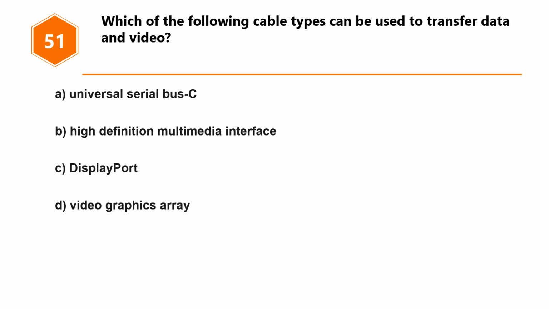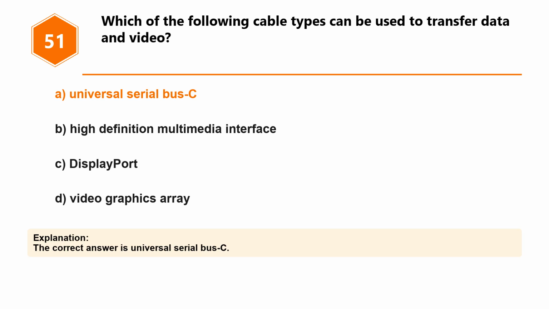Question 51. Which of the following cable types can be used to transfer data and video? Option A, universal serial bus C. Option B, high definition multimedia interface. Option C, DisplayPort. Option D, video graphics array. The correct answer is option A, universal serial bus C.